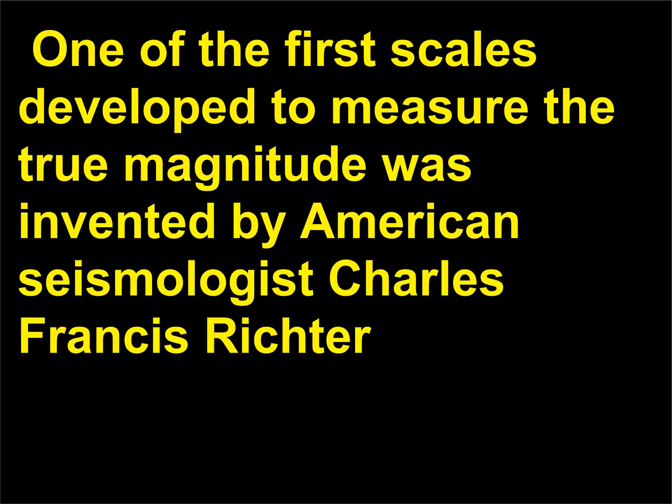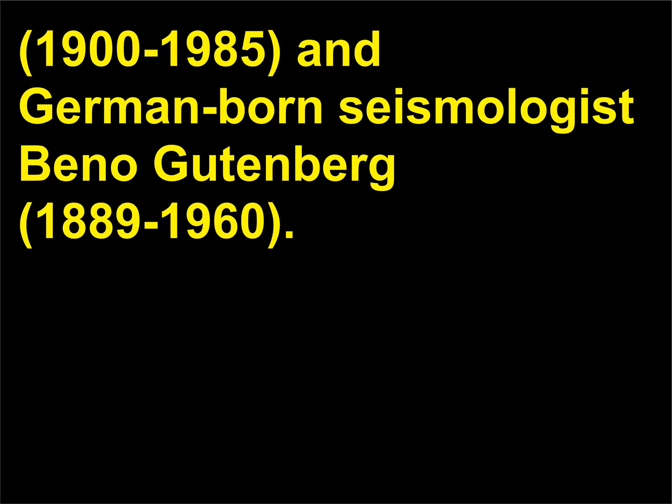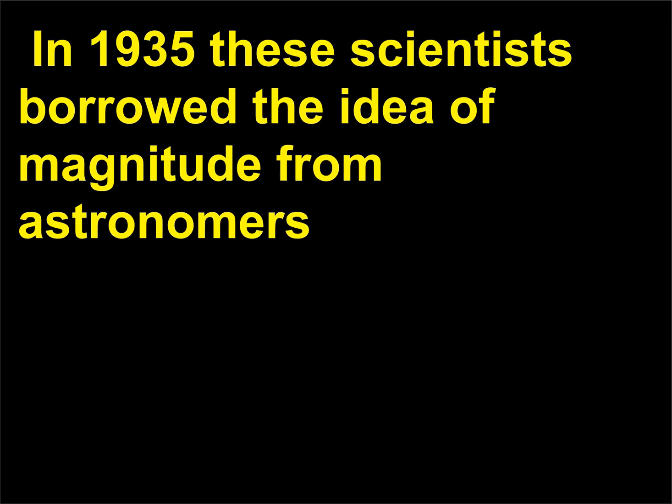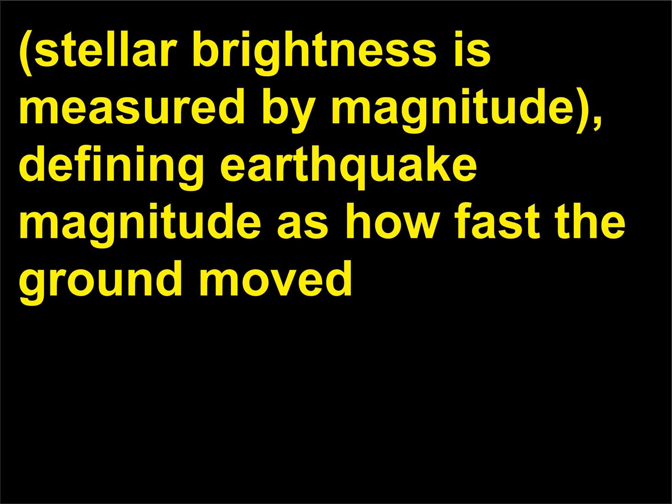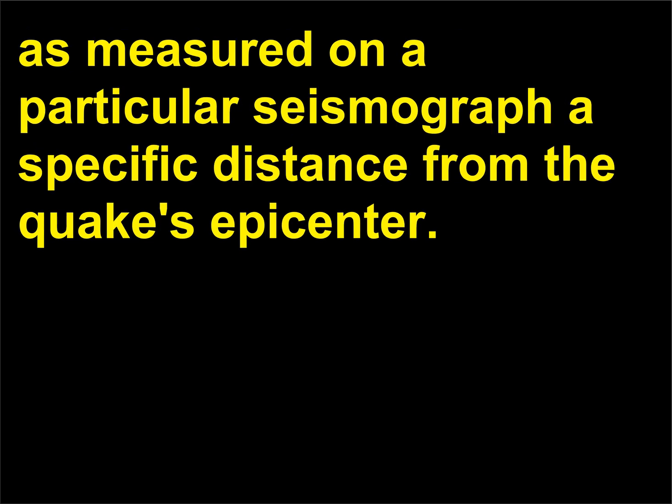One of the first scales developed to measure the true magnitude was invented by American seismologist Charles Francis Richter, 1900 to 1985, and German-born seismologist Beno Gutenberg, 1889 to 1960. In 1935 these scientists borrowed the idea of magnitude from astronomers. Stellar brightness is measured by magnitude, defining earthquake magnitude as how fast the ground moved, as measured on a particular seismograph a specific distance from the quake's epicenter.